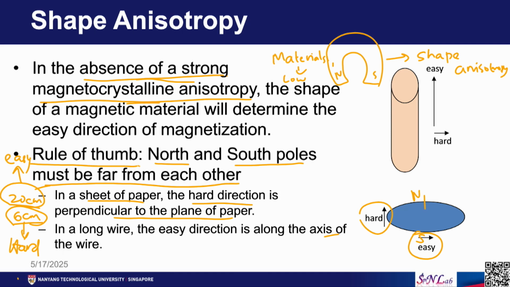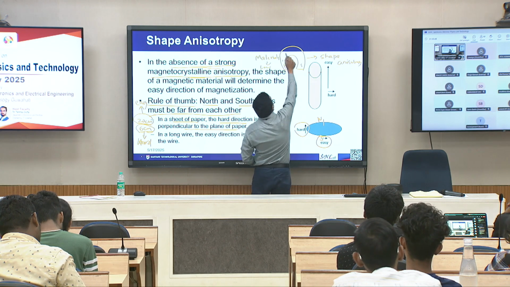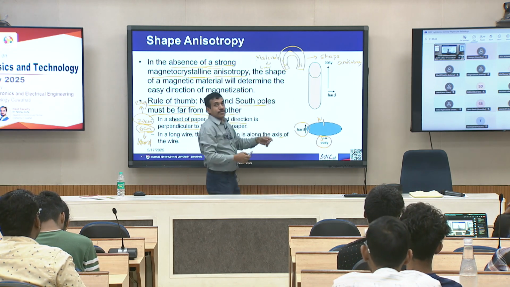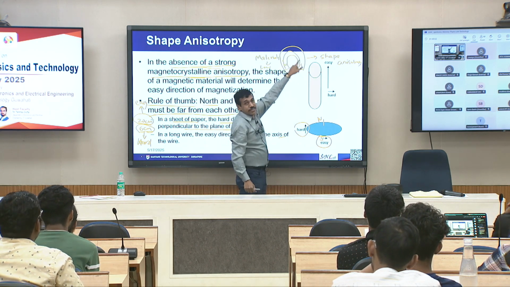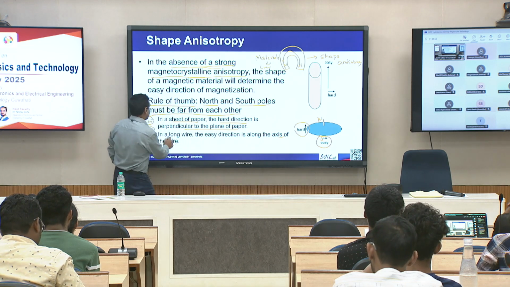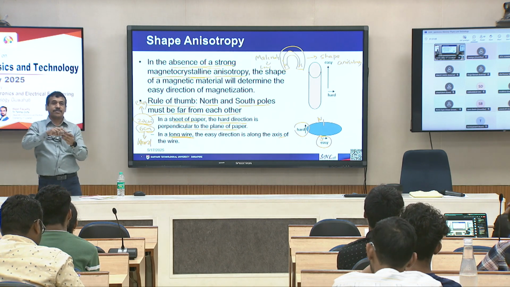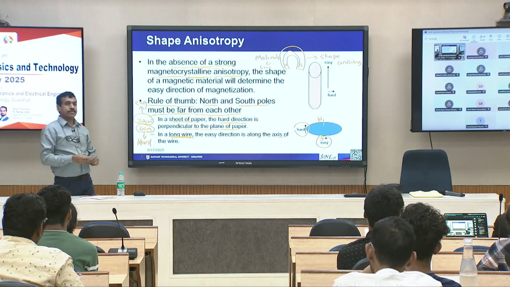Sir, what about a horseshoe magnet, how will it be? Horseshoe magnet is like your, this is the length, right. So, the easy direction is along this line. So, it is like a long wire. So, easy direction is along this length and you just bend it.